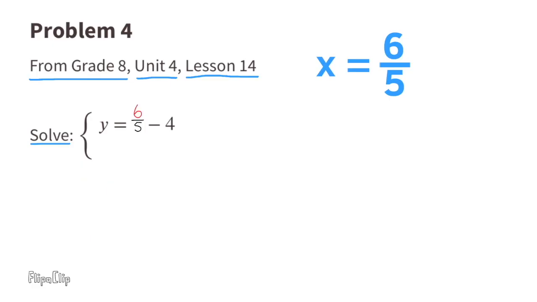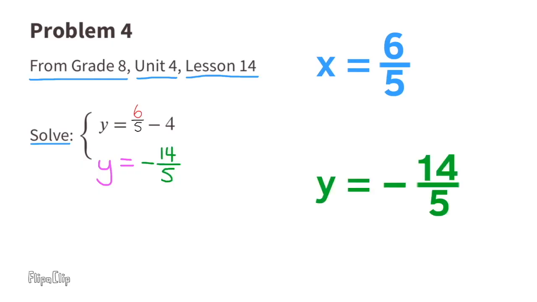So now the equation reads y equals 6/5 minus 4. To find the value for y, I need to subtract 4 from 6/5. I'm going to do that by making their denominators the same. 1 times 5 equals 5. And since I made the denominator 5 times bigger, I need to make the numerator 5 times bigger. 4 times 5 equals 20. So the equation reads y equals 6/5 minus 20/5. Since 6 minus 20 is negative 14, then y equals negative 14/5.